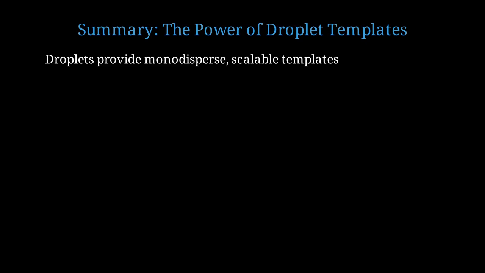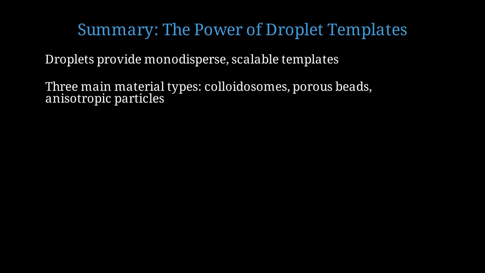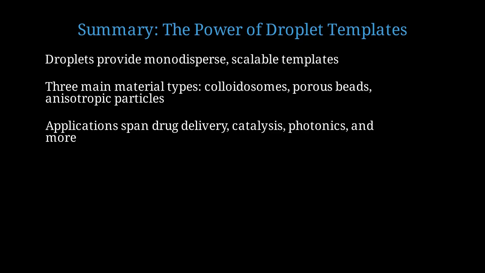Let's summarize what we've learned about using microfluidic droplets as templates for advanced materials. Microfluidic droplets provide unprecedented control over particle size uniformity and offer scalable production for high-value materials. We can create 3 distinct material types: colloidosomes for encapsulation, porous beads for high surface area applications, and anisotropic particles for directional properties. Applications span numerous fields, including drug delivery, catalysis, separation science, photonics, and advanced materials.